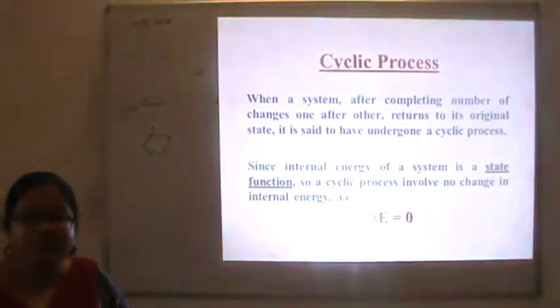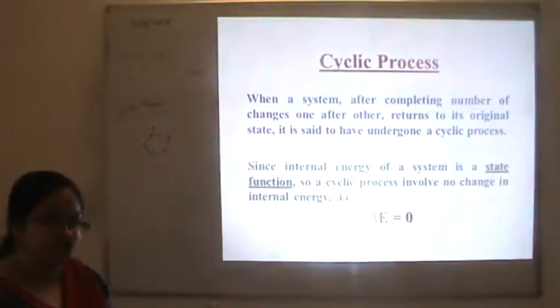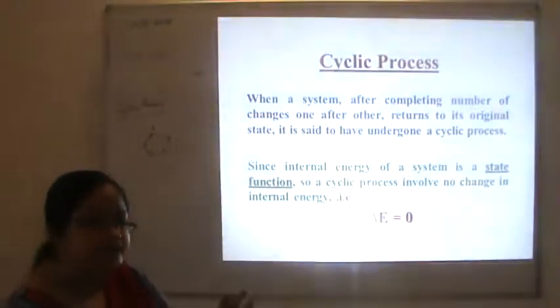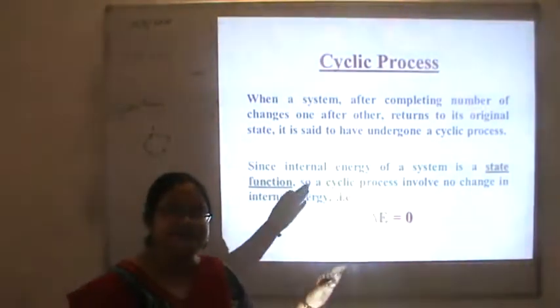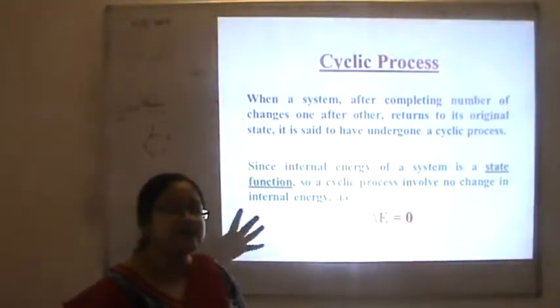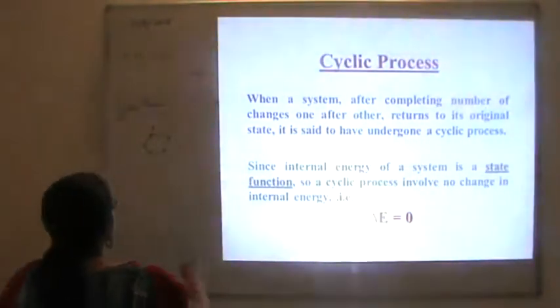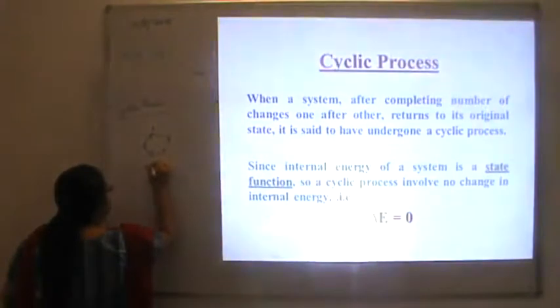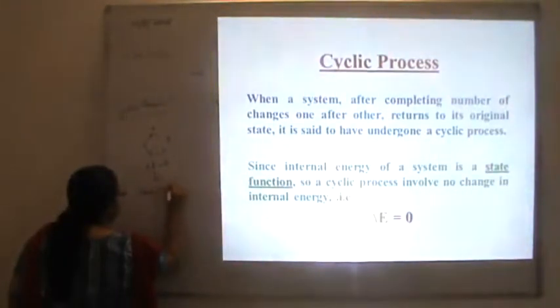Since internal energy of a system is a state function and it is independent of the path followed, the internal energy change delta E for a cyclic process is zero. So delta E is zero as it is a state function, independent of the path.